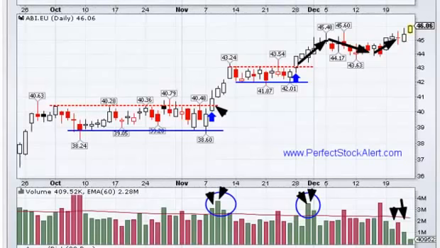Okay, so whenever you're looking at this situation, you've got to be asking yourself, where do I put my stop? What's my target exit point, and so forth and so on. So let me show you how I do this.